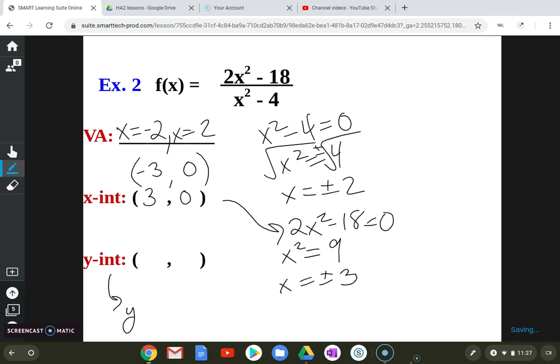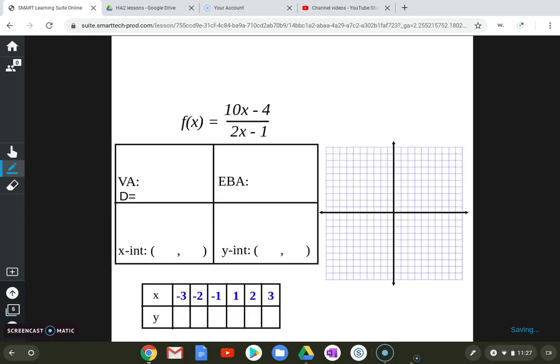Y-intercepts, remember, set all your x's equal to 0: negative 18 over negative 4. So that reduces to 9 halves. So we have a y-intercept at (0, 9/2). All right, let's do practice with graphing.